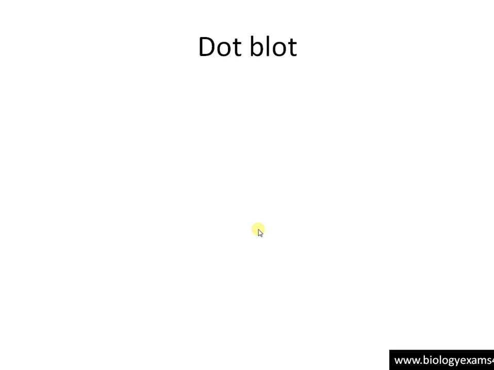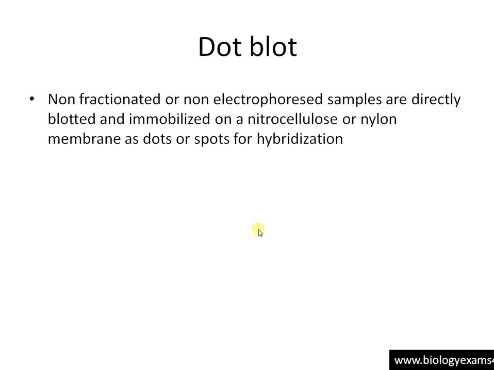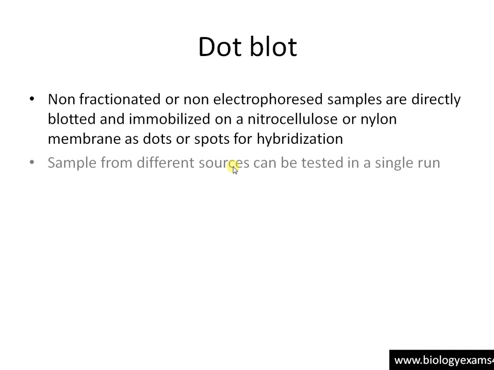There is one more alternative to southern blotting, which is called the dot blot technique. Here the electrophoresis step is not there. Samples are directly applied onto the nitrocellulose membrane as spots. The advantage of this technique is that we can run a number of samples in a single test run, and the procedure is simple compared to southern blotting.